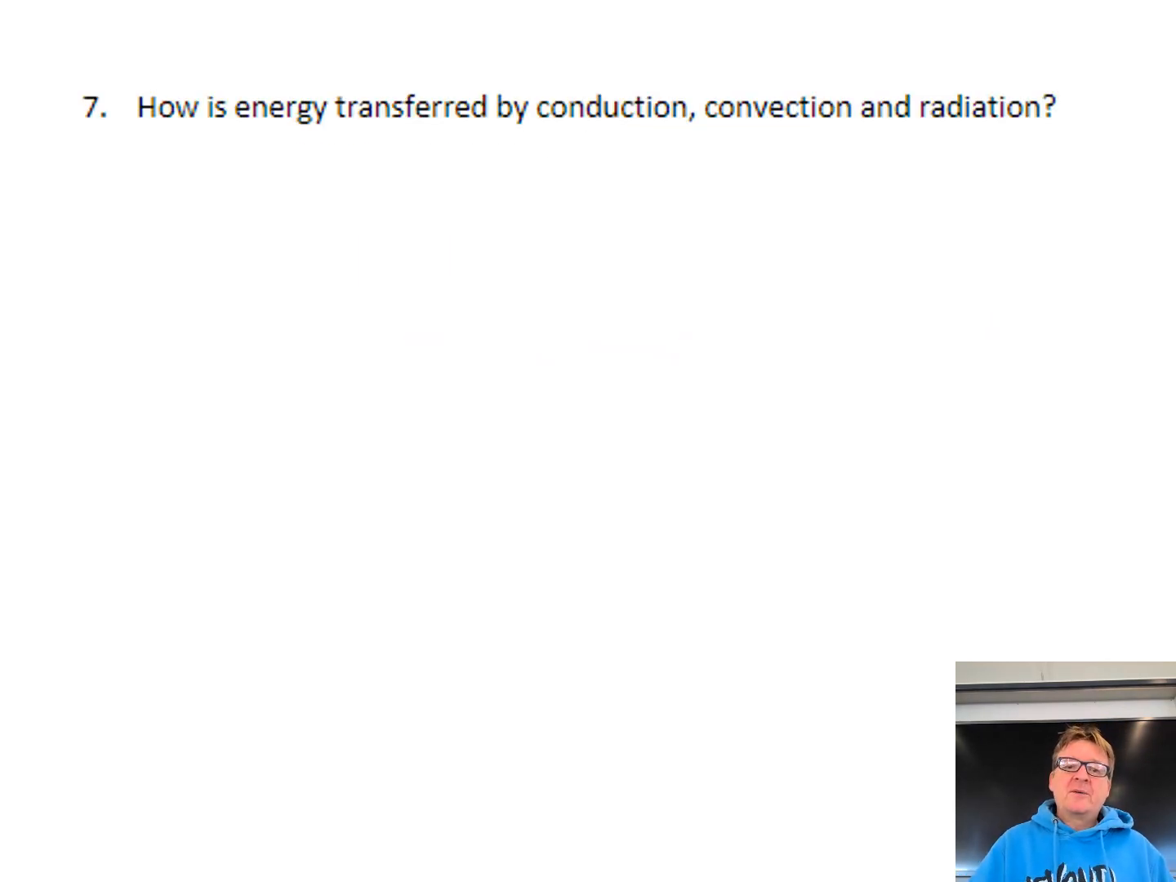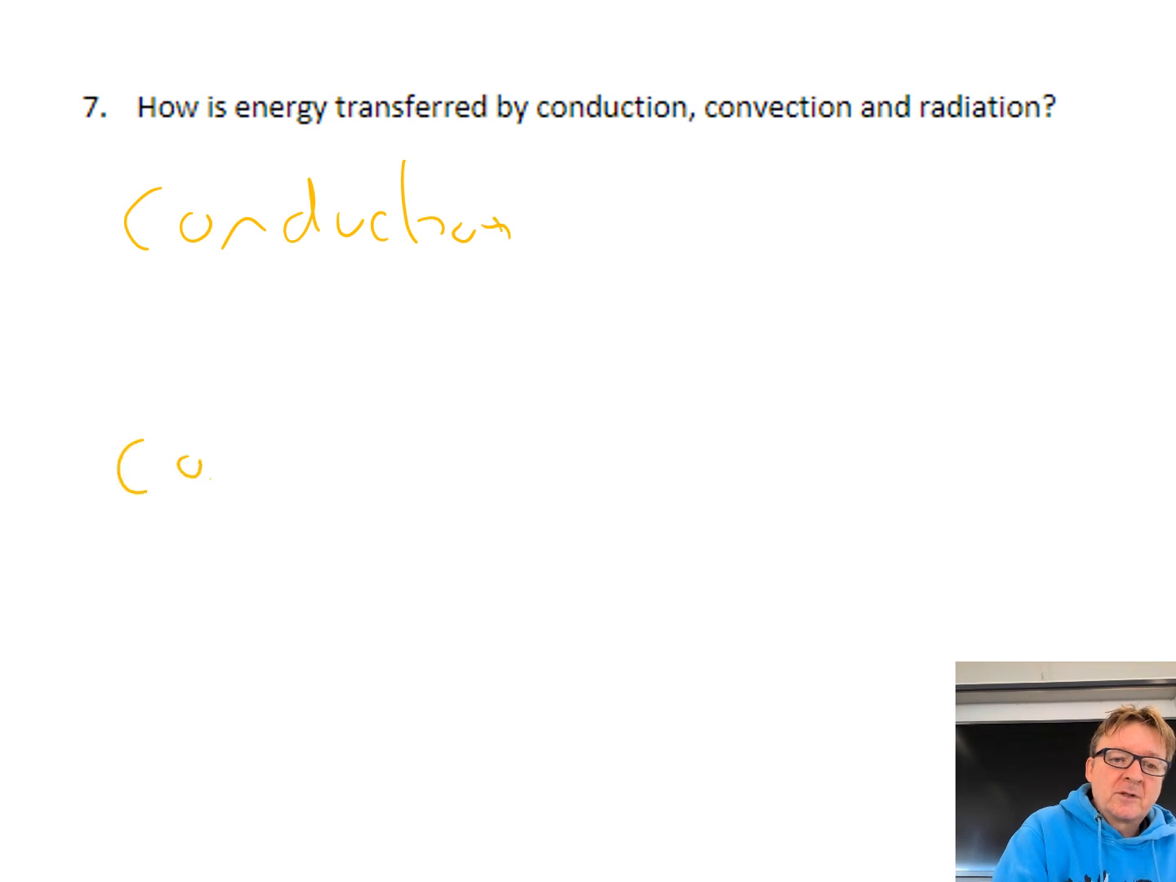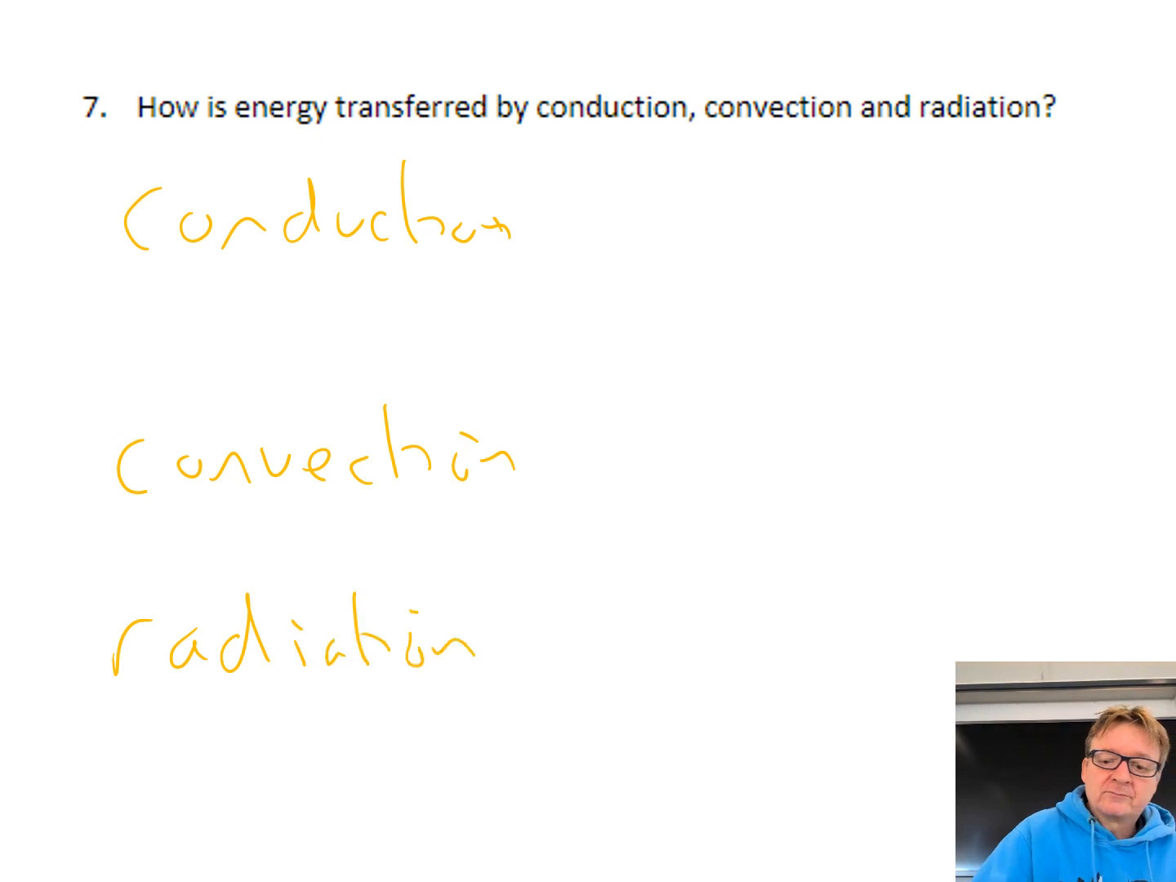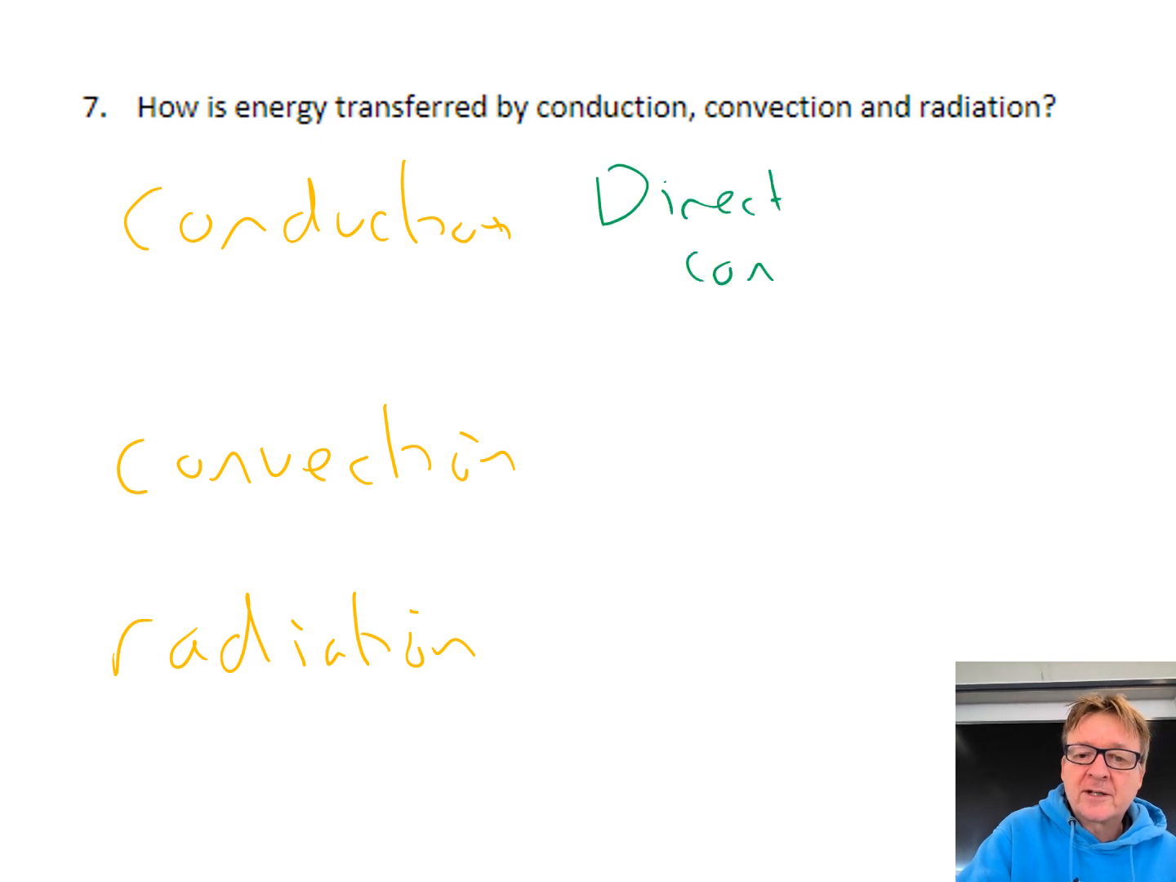Question 7. How is energy transferred by conduction, convection and radiation? Conduction, convection and radiation. Okay, so conduction is direct contact. So if you've got a hot saucepan and you touch it, heat is conducted into you because it's direct contact.